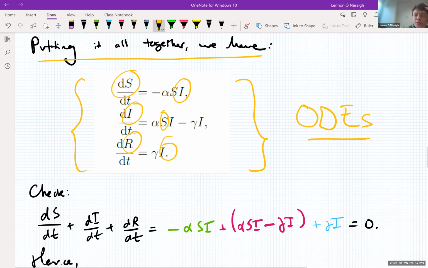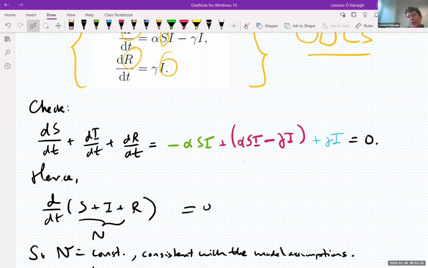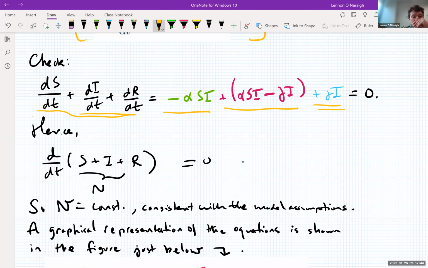And interestingly, we can check these equations for consistency with our assumptions. So if I add up dS/dt plus dI/dt plus dR/dt, it will be minus alpha S I plus alpha S I minus gamma I plus gamma I. So this all adds up to 0. So d/dt of S plus I plus R is 0. So really N is constant, which is consistent with the model assumptions.